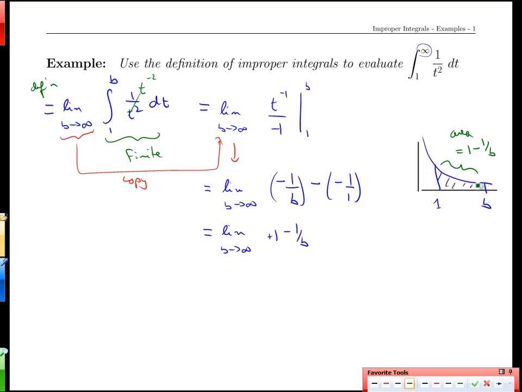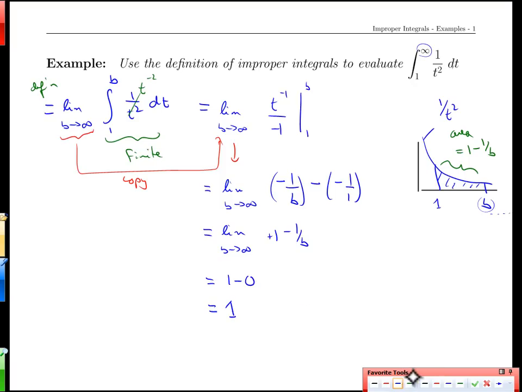So whatever b is, this area underneath the graph of 1 over t squared from 1 up to b is going to be the integral that we calculated, 1 minus 1 over b. What happens then is we take this upper limit, we push it further and further out. Well, b gets bigger and bigger and bigger. If b gets bigger and bigger, then the overall value of 1 over that is going to go to 0, and so we get 1.